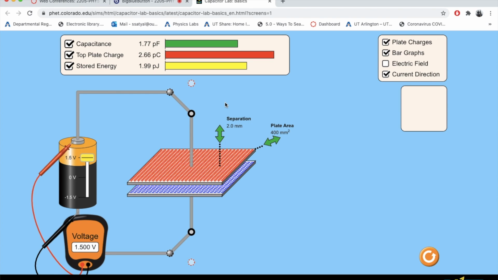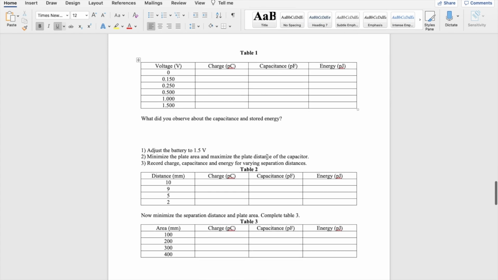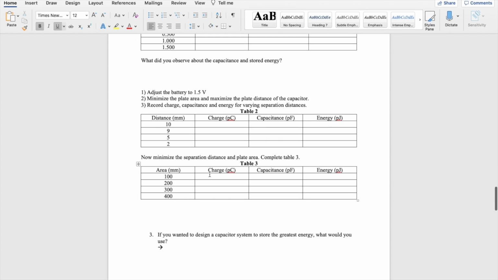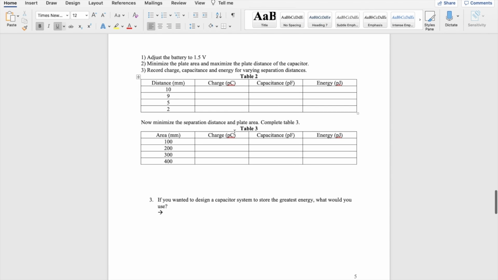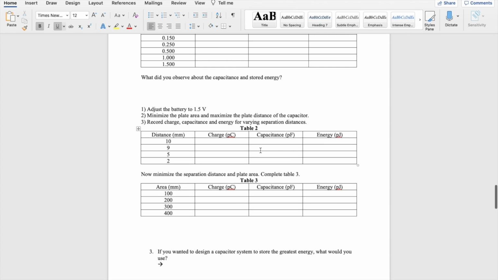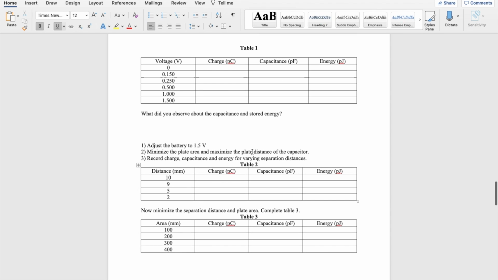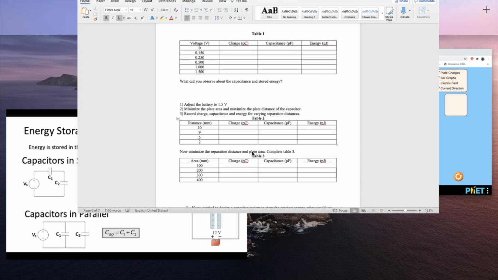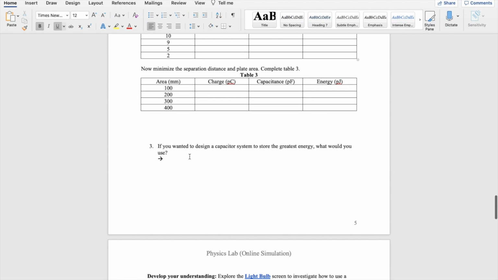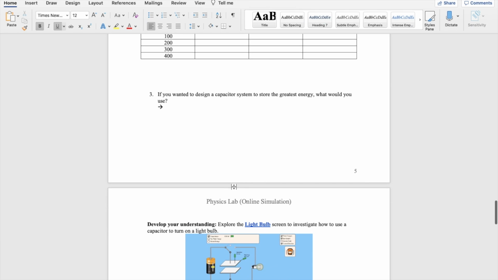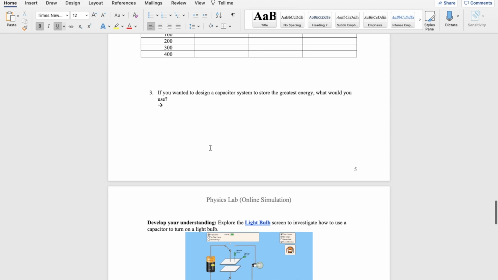Okay. And that's what we're doing on table 1 and 2. First, we are changing the voltage. Second, we are changing the distance. And third, we are changing the area. And we are observing how the charge, capacitance, and energy stored in the capacitor vary. Okay, and write what you have found. And also, if you wanted to design a capacitor system to store the greatest energy, what would you use?